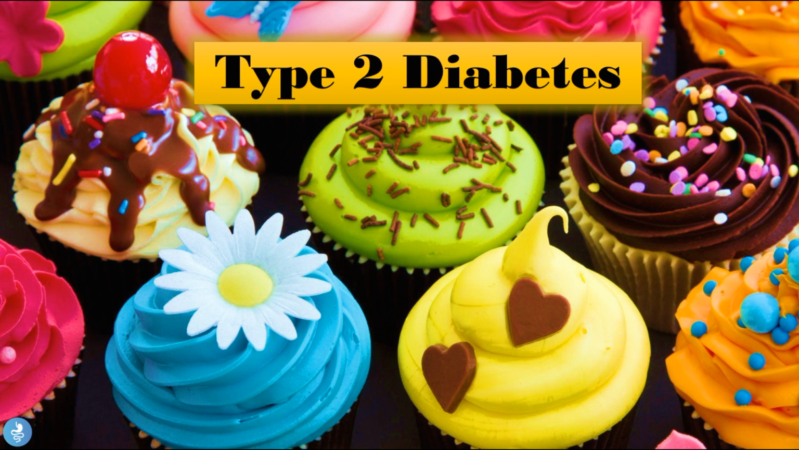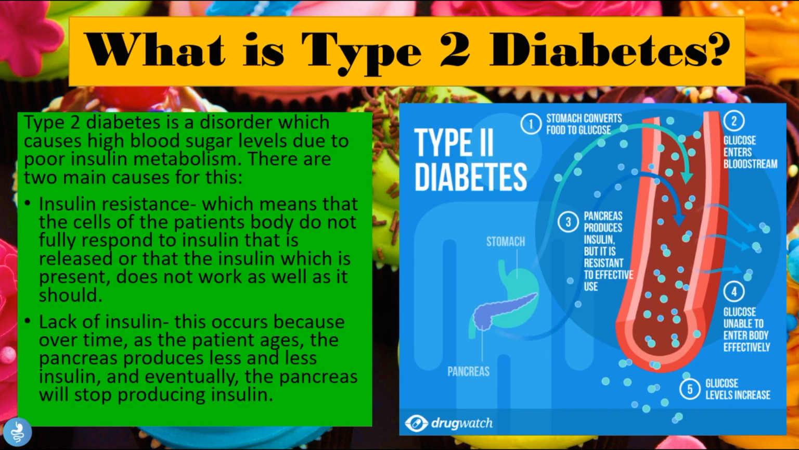In today's video, we'll be covering a very common pathology, and that is type 2 diabetes. So let's get started. So what is type 2 diabetes? Type 2 diabetes is a disorder which causes high blood sugar levels due to poor insulin metabolism. There are two main causes for this.